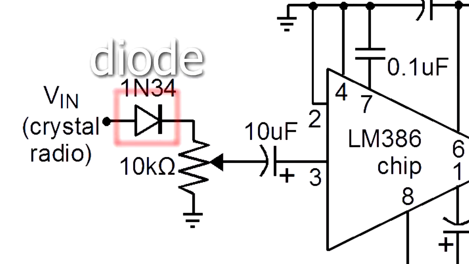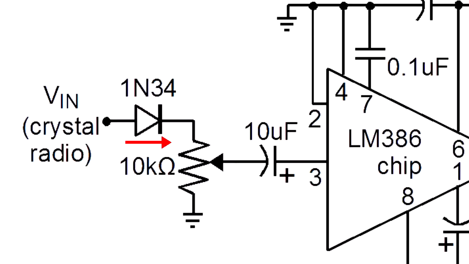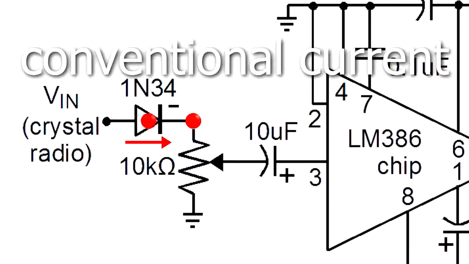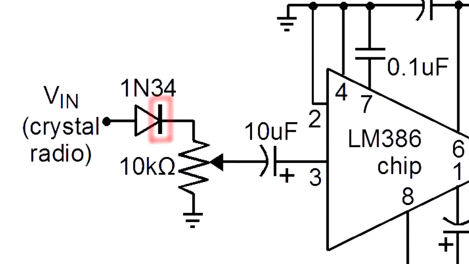This is a diode. It allows current to flow in one direction only, this direction. The negative side is this side. If you're used to thinking in terms of electrons, which are negative, the electrons flow in this direction, against the arrow. Conventional current is in the opposite direction, since that's the flow of positive charge. So conventional current flows in the direction of the arrow. Notice that the line next to the arrow corresponds to the line drawn near one end of the actual diode.